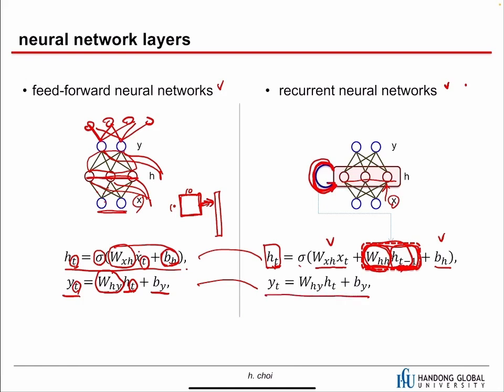So these are the basic equations of neural networks. Basically, matrix and vector multiplication, and then the addition of bias, and then applying some nonlinear function, and then stacking these layers again and again and again to make it deep.